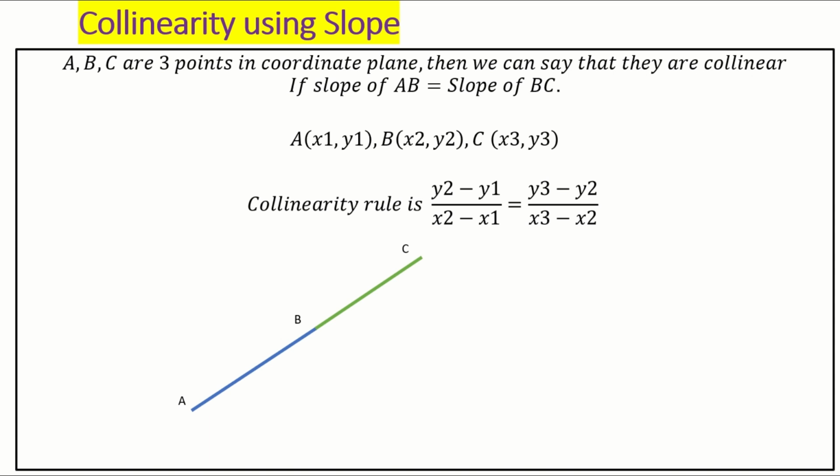So let's say A is x1, y1, B is x2, y2, C is x3, y3. Then the collinearity rule is, of course you can take any combination. I took AB and BC; you can take AC also. So y2 minus y1 by x2 minus x1 equals y3 minus y2 by x3 minus x2. So you have three ways of finding whether three points are collinear or not: one is the distance formula, the other one is the area of the triangle formula, and the third one is the slope formula. This is important, that's why I wanted to add this slide. You can use this for finding collinearity also.